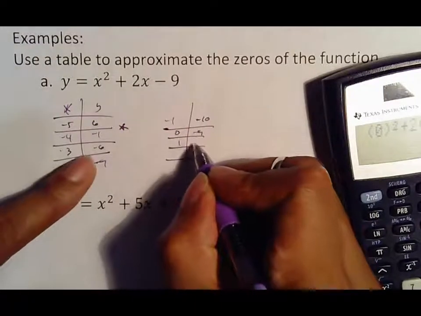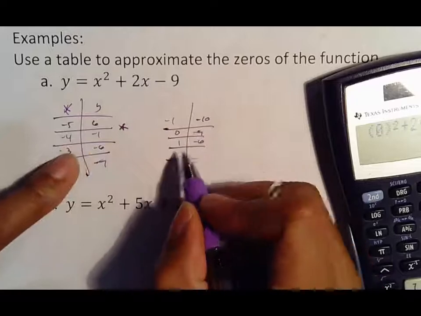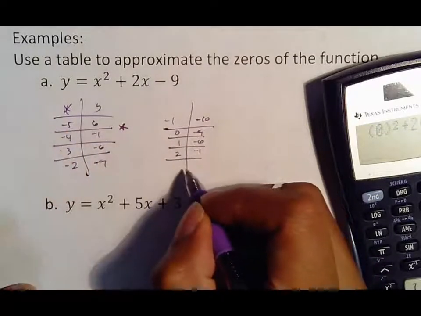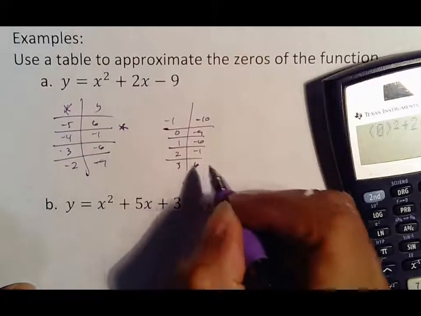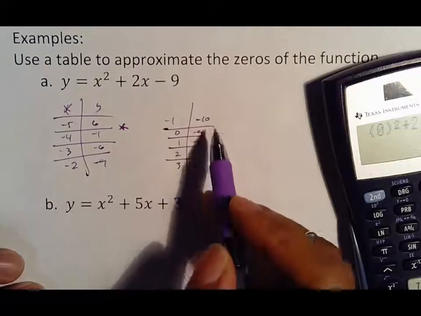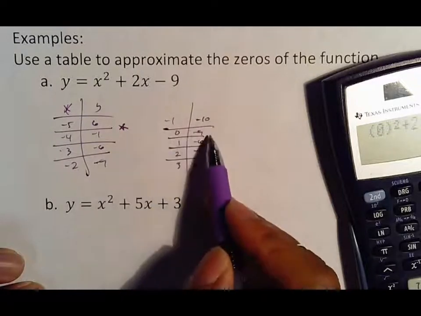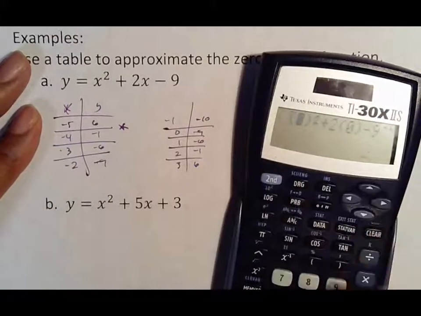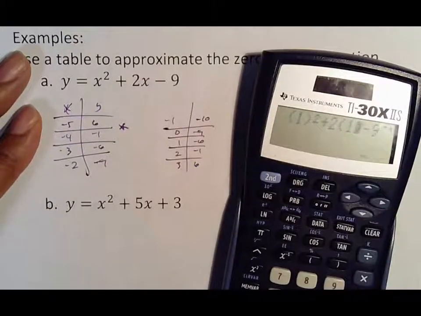I believe 1 will be negative 6 because I remember how parabolas work. I think 2 will be negative 1. I think 3 will be 6. Again, using what I know about parabolas, I remember that this vertex point, which is here, because that's where the number actually matched, and negative 9 matched negative 9, I think it'll work. But again, just to prove it to you, turn this into a 1.